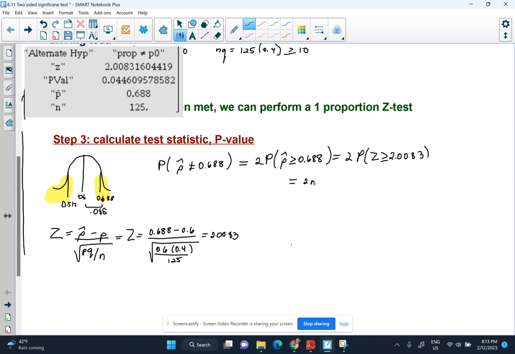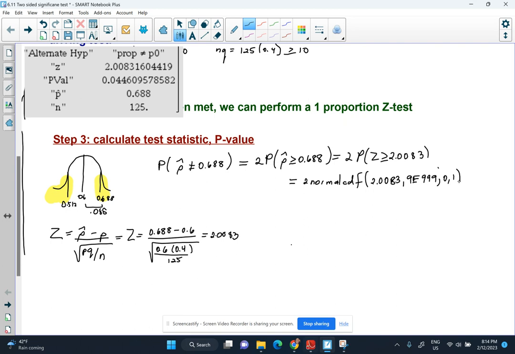Our p-value you would get now by doubling the normal CDF. The low would be, actually, that's not true. The low would be our Z value, our test statistic of 2.0083, the high would be 9E999, and then 0.1.